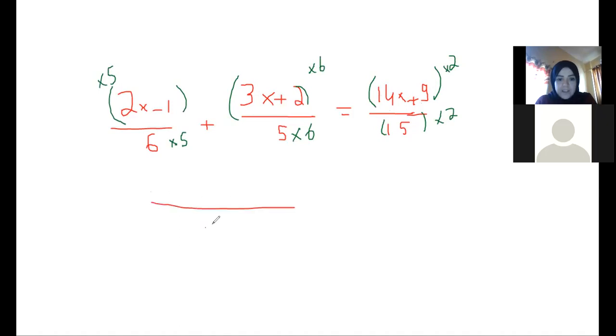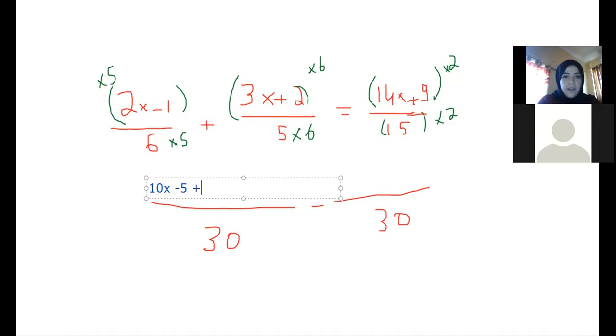30. So 5 times 2, it's supposed to be 10x. 30. Yes. Let us expand the numerators. Okay. So for the numerators, tell me. For 2x, 10x minus 5, plus 6 and 3, 12, 18x plus 12. Very good. Now the second one. The second one is 2 times 14, it's supposed to be 28. Yes, 28x plus 28x plus 18.